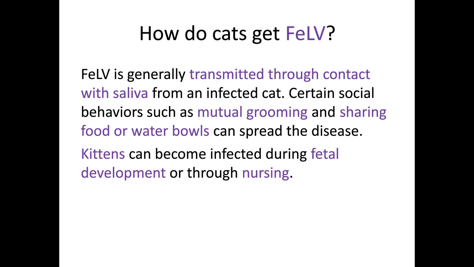So how do cats get FeLV? It's generally transmitted through direct contact, specifically the saliva from an infected cat. And you'll see social behaviors such as mutual grooming, sharing a food or water bowl. These are the things that can spread it. And kittens can become infected during fetal development or through nursing from mothers.